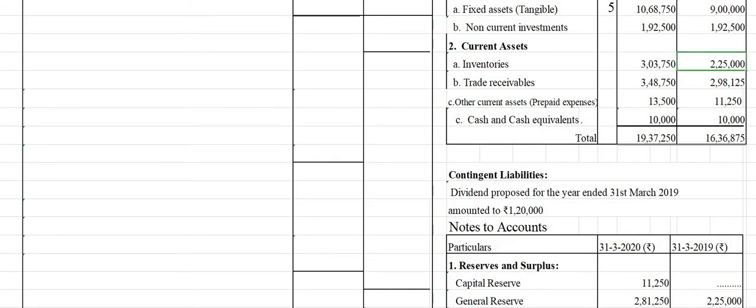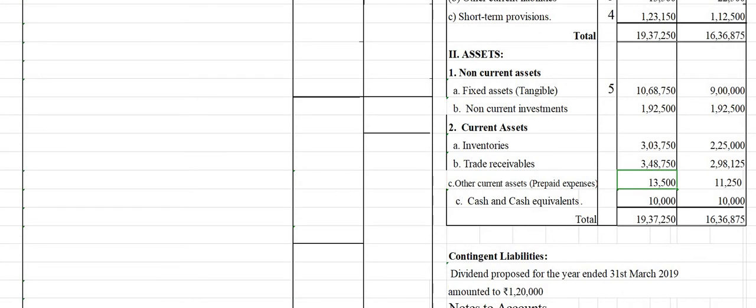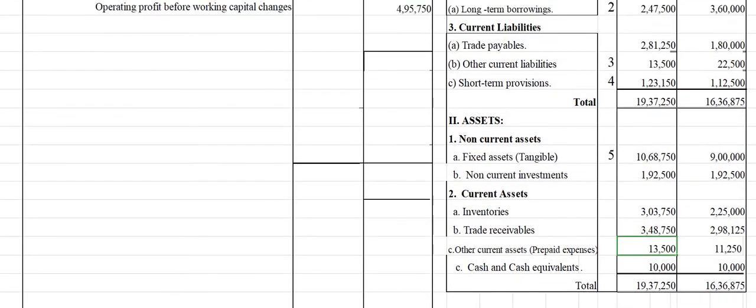Inventory from the previous year is increasing, not decreasing. Trade receivable is also increasing. Then other current assets, that means prepaid expenses, that is also increasing. So we cannot write any decrease in current asset.